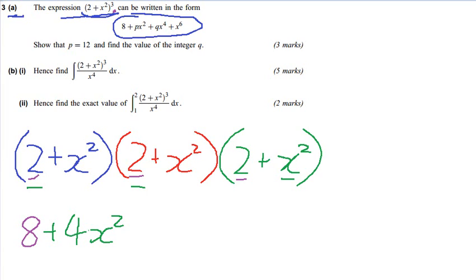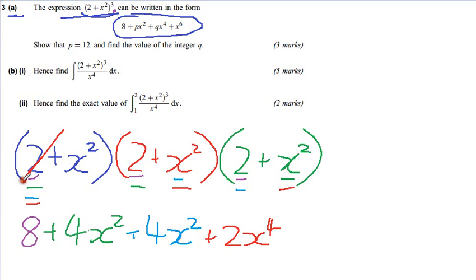Then we can go again, we can go 2 times x squared times 2, so that'll be another 4x squared, and then finally for this 2 we can times it by x squared times x squared, so plus 2x to the 4, because x squared times x squared is x to the 4, so 2 times that is 2x to the 4. So now we've done 2, so let's cross out 2. We have done 2. So let's move on, move down a little bit.